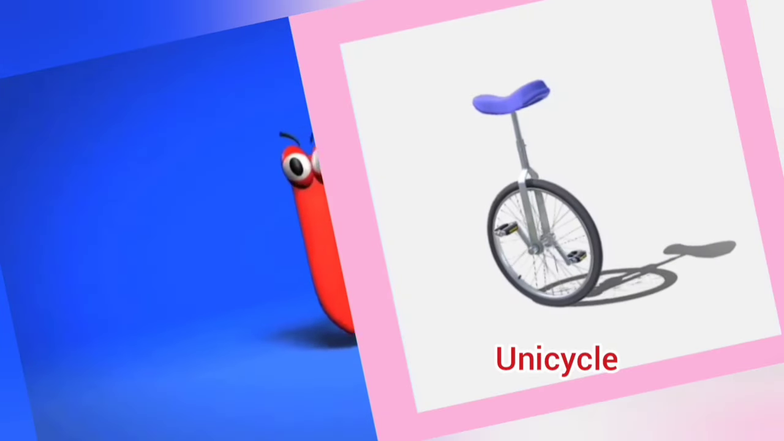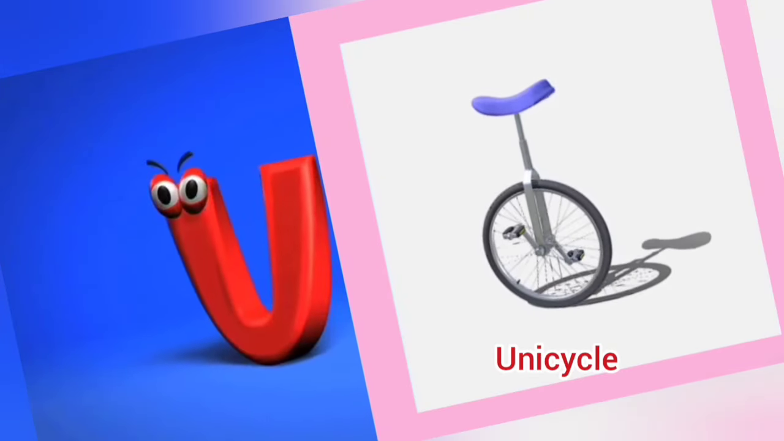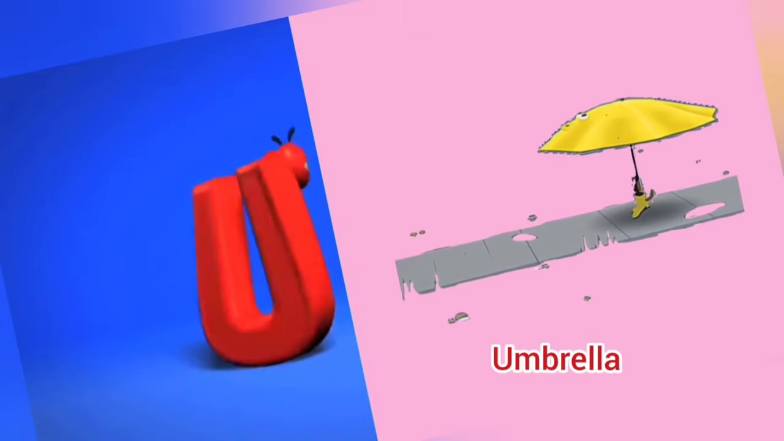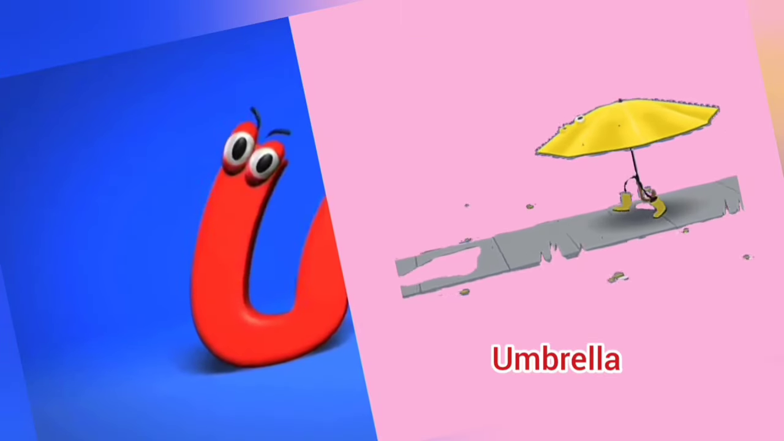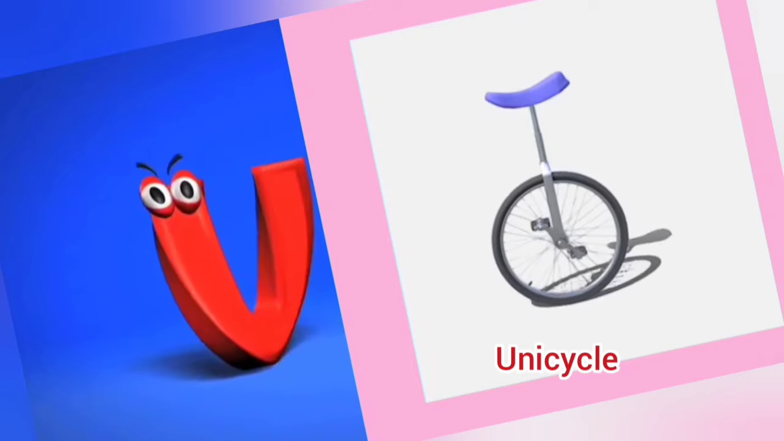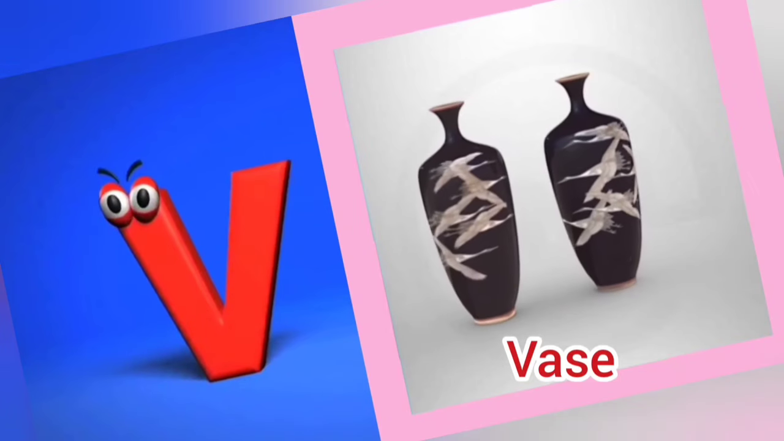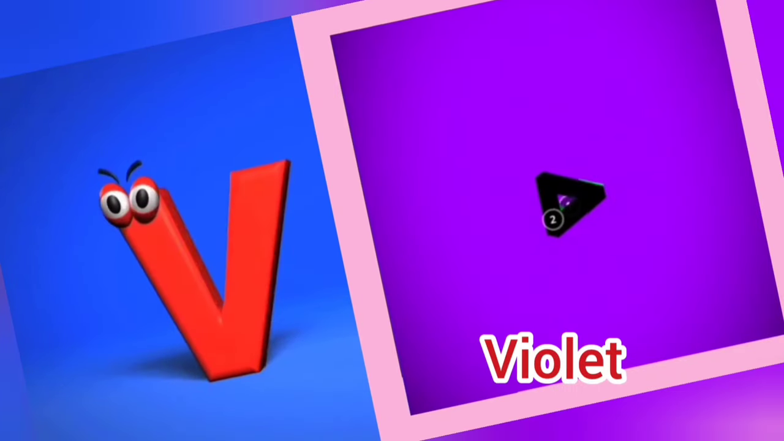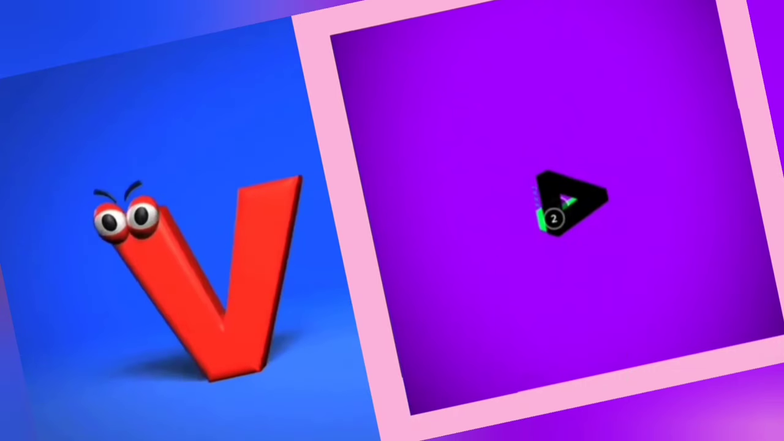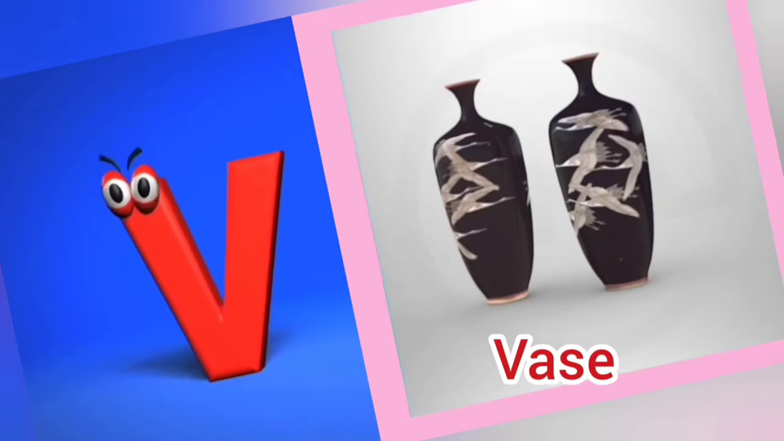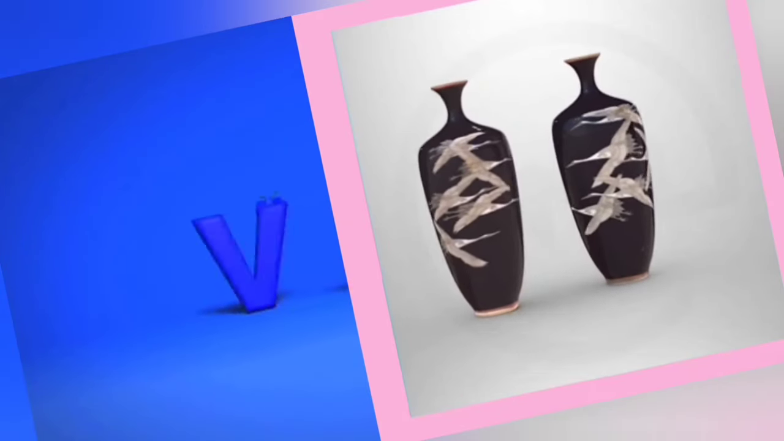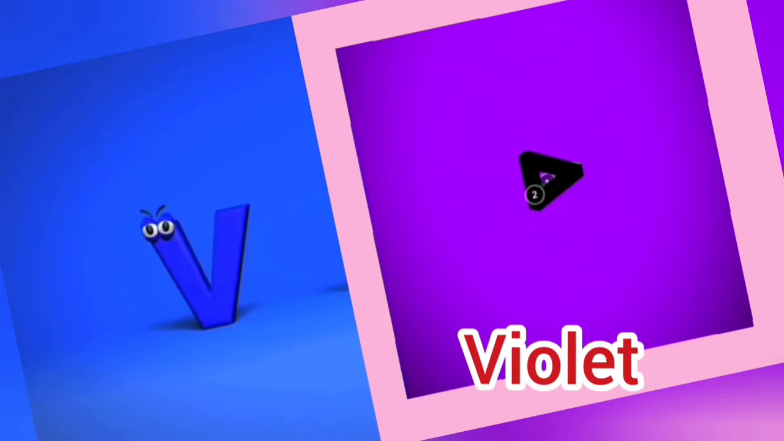U is for umbrella. Umbrella. U is for unicycle. Unicycle. V is for vase. Vase. V is for violet. Violet.